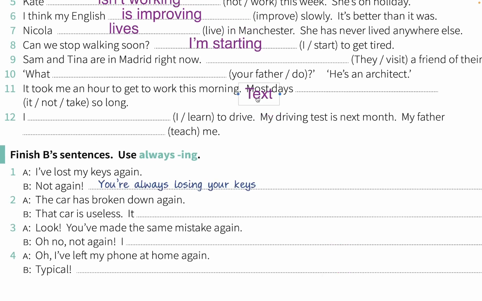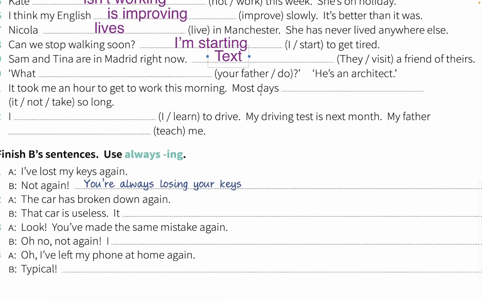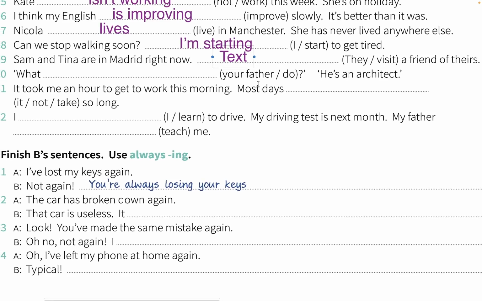Number 9. Sam and Tina are in Madrid right now. They visit a friend of theirs. They are visiting a friend of theirs.